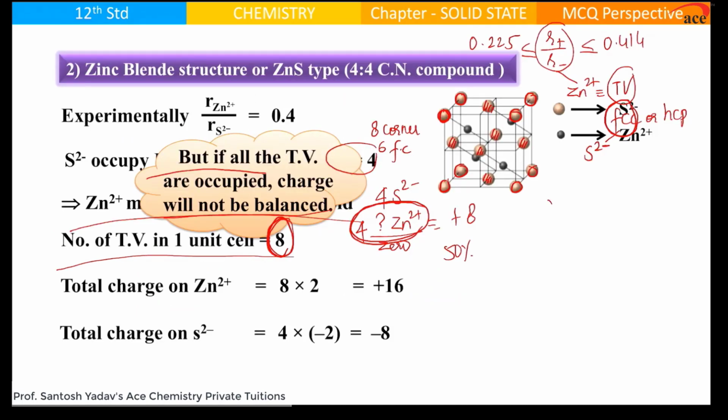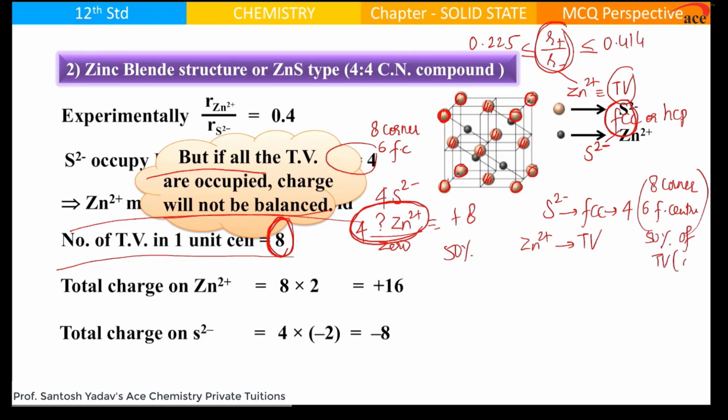If you go back and check all the data and you understand zinc sulfide, then go back and learn: sulfide ions make up FCC. That means its rank is 4. That means 8 corners and 6 face centers. Where is zinc? Zinc is present in tetrahedral void. But why? Because the radius ratio forces it to occupy tetrahedral void. Is it present in all the tetrahedral voids? No, it is present in 50% of tetrahedral voids. Tetrahedral voids are 8 in number. 50% of that is 4. That means one unit cell is made up of 4 zinc sulfide units.